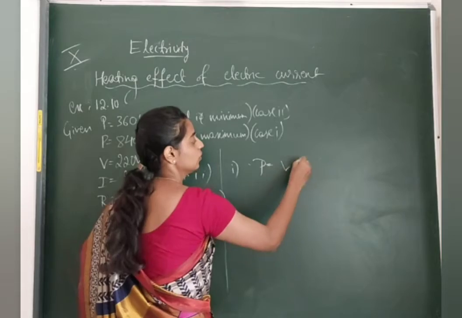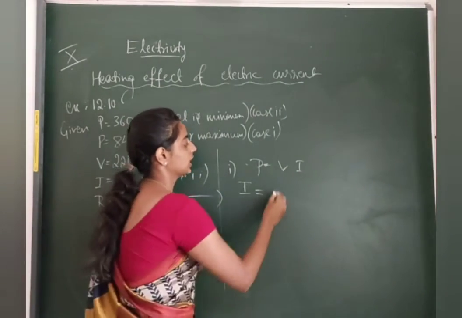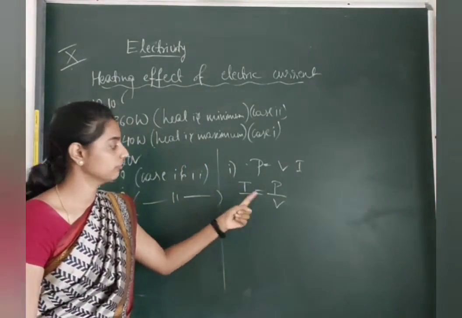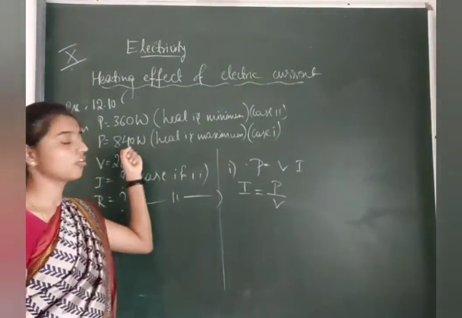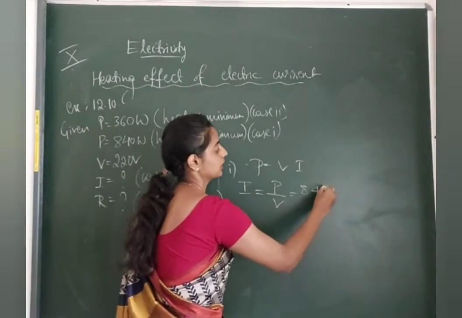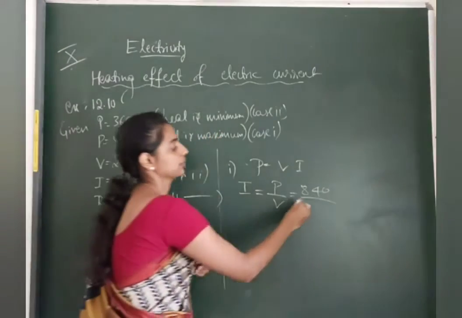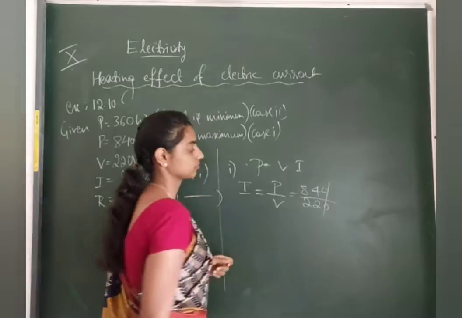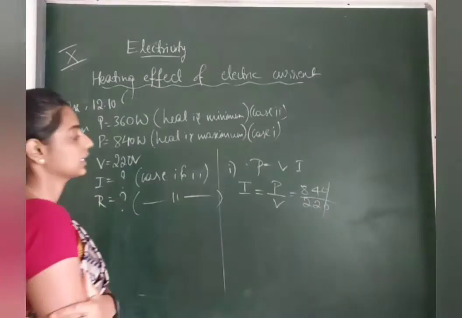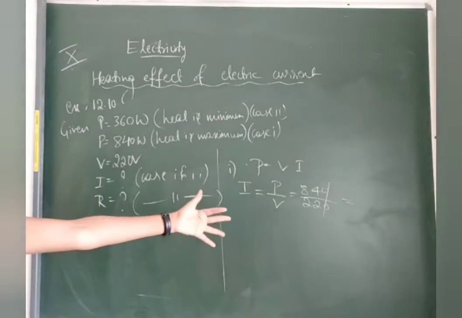P is equal to VI. Take I outside. So when we take I outside, we will get P by V. Since we are solving case 1, we need to take the case 1 value of power, that is nothing but 840 watt. So 840 watt divided by V, that is 220. Now calculate. 84 divided by 22. Calculate and see how much you will get. You need to be very clear with all your basic mathematics.